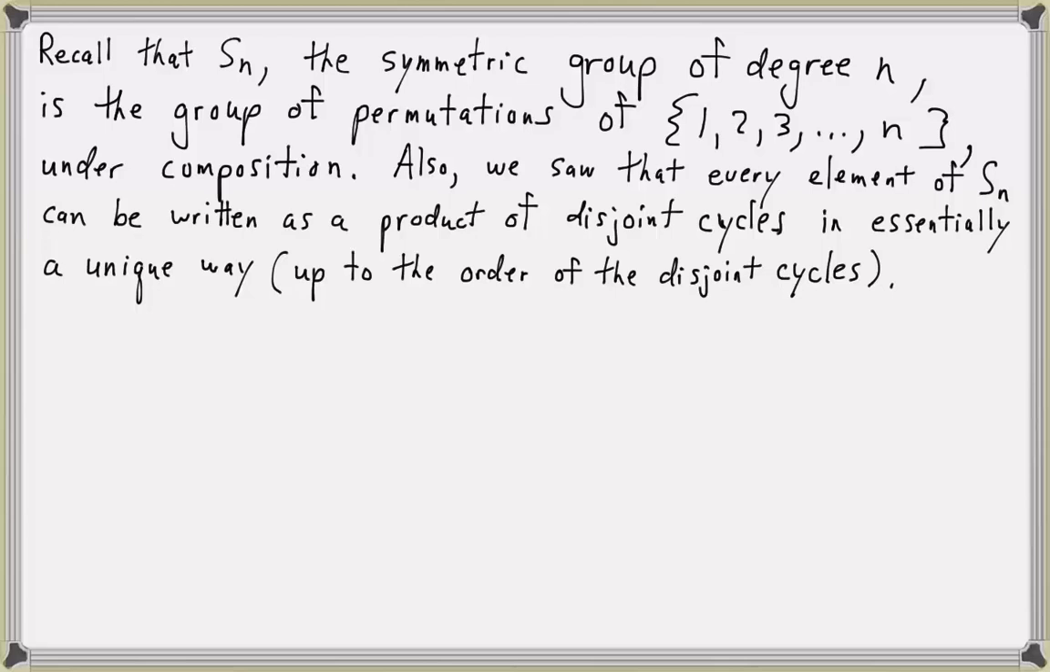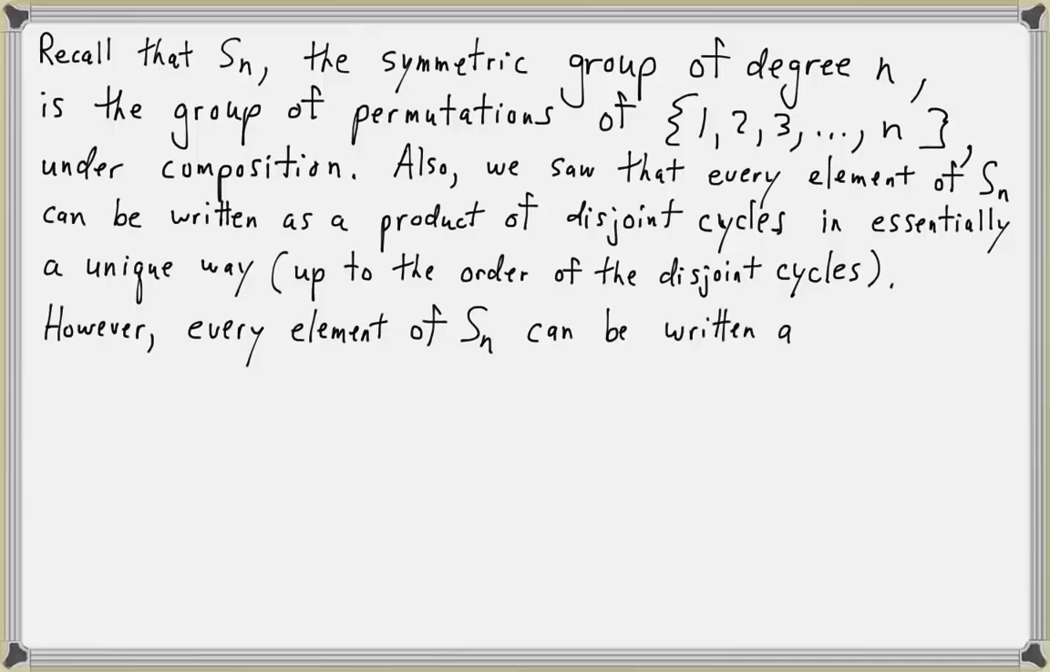If we restrict our cycles to being disjoint, then there's essentially only one way to factor any permutation. But if we remove this condition that the cycles must be disjoint, then there's actually an infinite number of ways to write a product of any given permutation. However, every element of Sn, so every permutation, can be written an infinite number of ways using non-disjoint cycles.